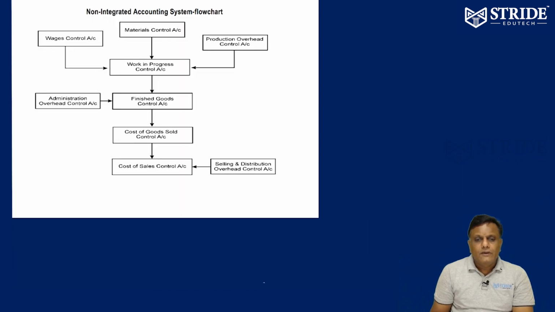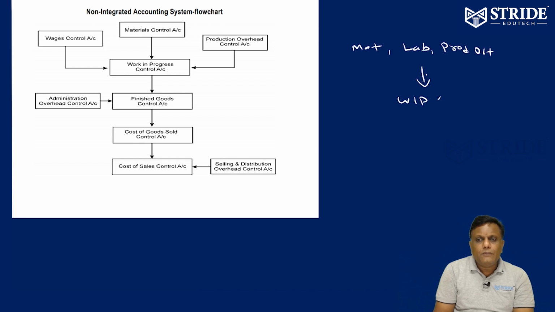So this is the flow chart for the non-integral account system. Now I am explaining one by one. Material, labor and production overheads are all transferred to the WIP, work in process control account. Material involved in the product, labor involved in the product, and production overheads are transferred to the WIP control account. After the WIP control account, we transfer this to the finished goods control account.